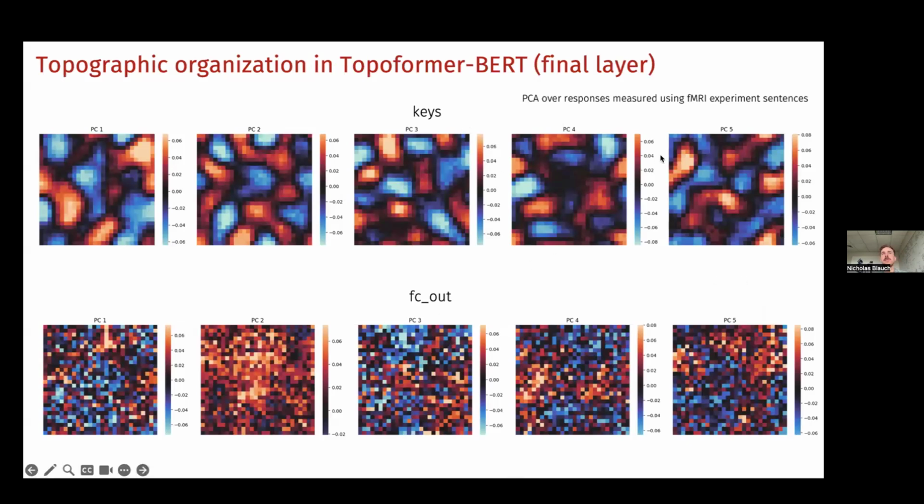What we did is do PCA over the responses, and we're using the sentences from the fMRI experiment. And you can see nice topographic organization of these different components. The keys and the queries ended up having this kind of cool local patchy organization. The FC out and the values were a little bit less topographically organized, and it was a bit more global.